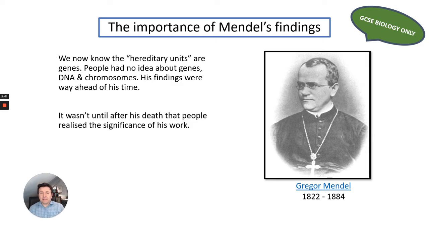These days, we now know that hereditary units are genes. At the time that Gregor Mendel did his work, DNA and chromosomes had not been discovered. So his findings really were way ahead of his time, and they set the foundations in terms of inheritance at an early stage. When DNA and genetics were starting to be discovered around the turn of the 20th century, people started to take note of his work, and it wasn't until after his death that the significance of what he had done became apparent.